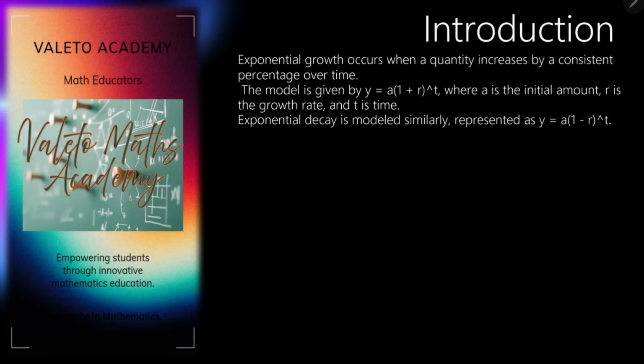Exponential growth occurs when a quantity increases by a consistent percentage over time. The model is given by y is equal to a times b raised to power t. This is for exponential growth, but it can be modified into y is equal to a multiplied by 1 plus r raised to power t. This is for exponential growth.